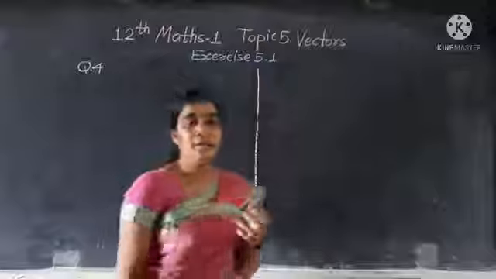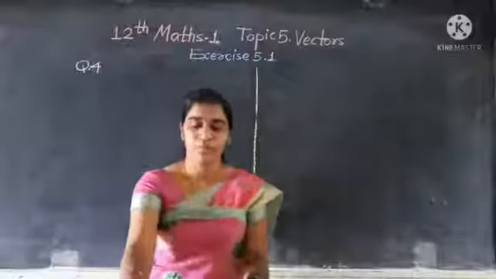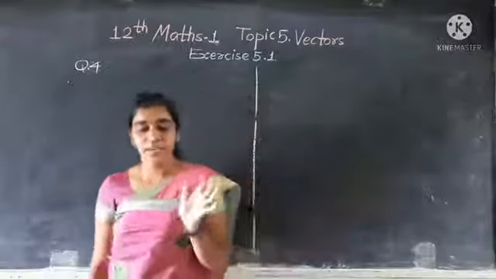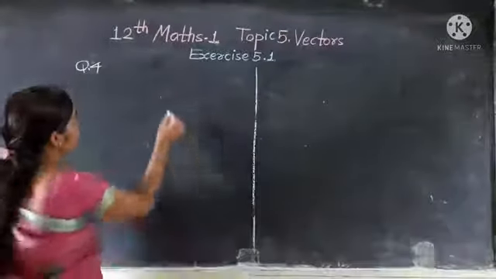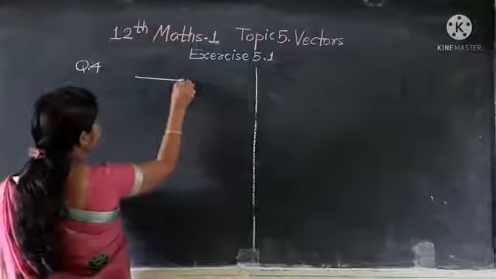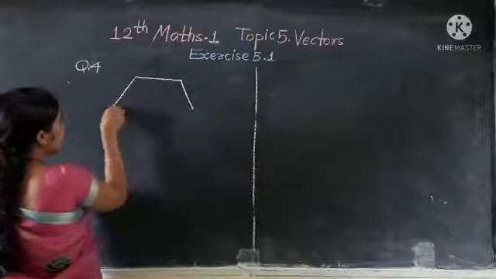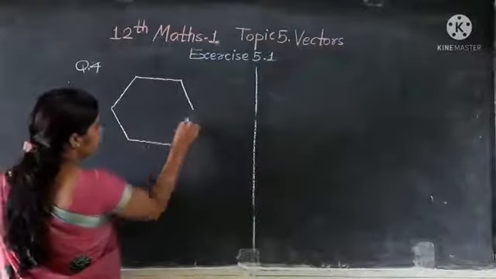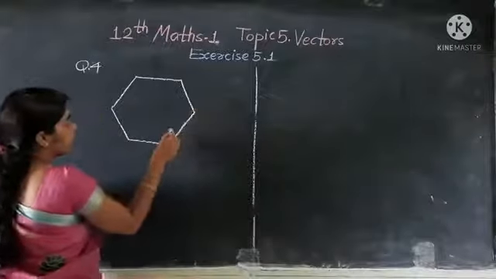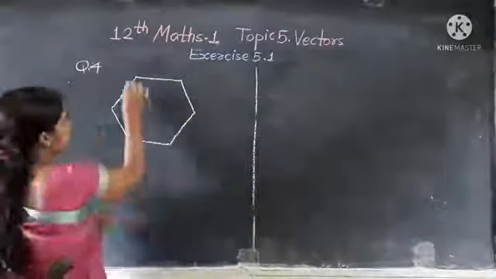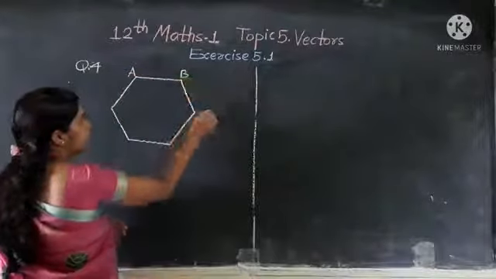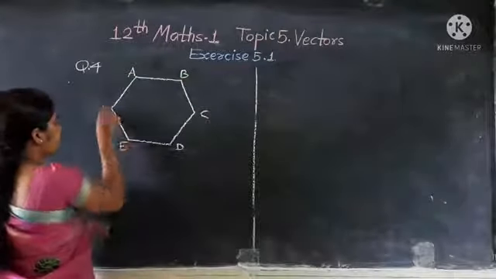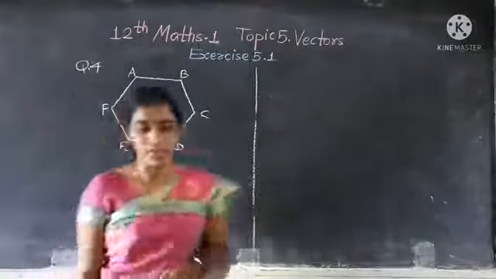Okay. See student, question number 4. ABCDEF is a regular hexagon is given. I draw here the figure. Name this hexagon as A, B, C, D, E, F. It is a regular hexagon.